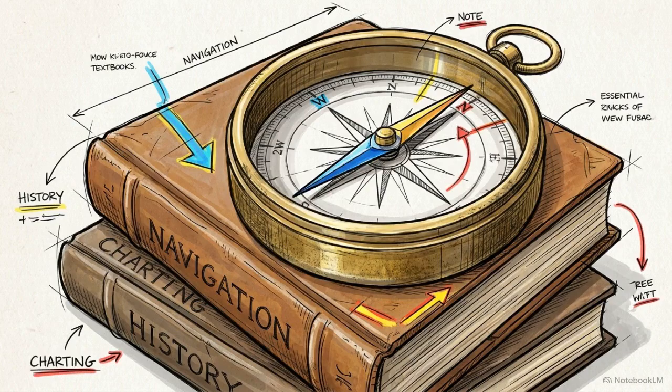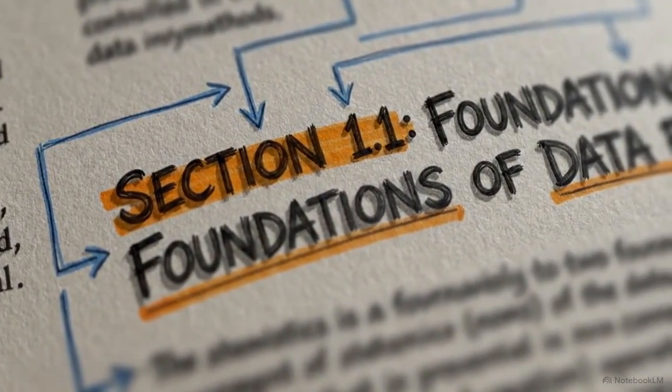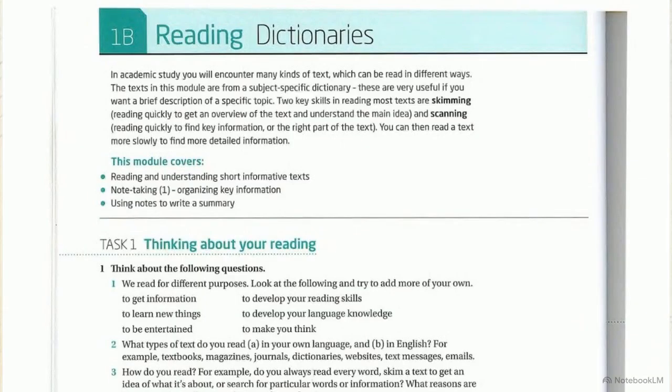Macro resolution, or skimming, acts as a mapping tool. It allows the reader to identify the general territory of a text without getting lost in the weeds. Looking at this excerpt, the eye prioritizes hierarchy. Identifying the green header and the bolded "This module covers" section reveals the logic in seconds.